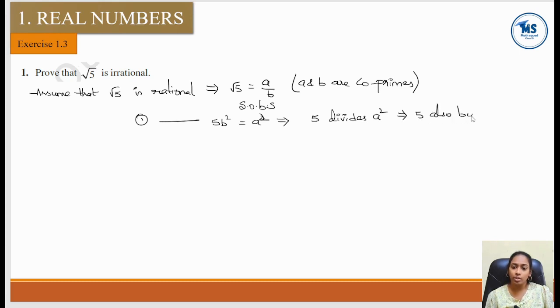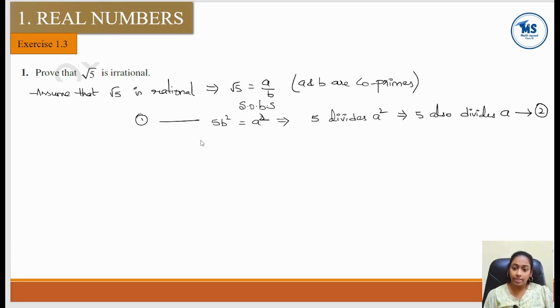By the theorem we have studied, 5 also divides a. Let this be equation 2. 5 divides a is equation 2. Why? We have studied that if a prime number p divides a square, then the prime number p also divides a. We have studied in the theorem.